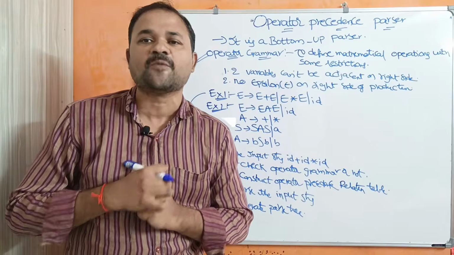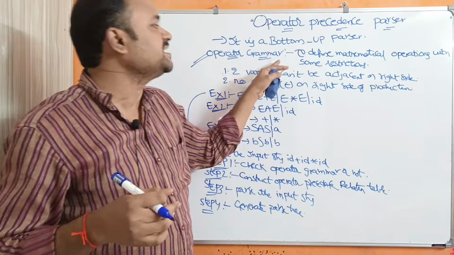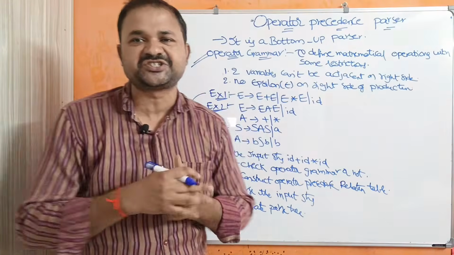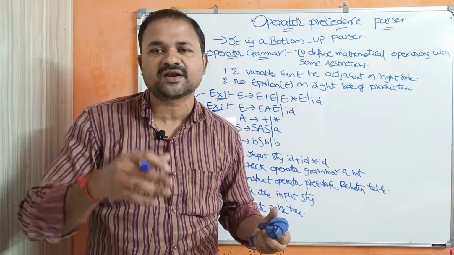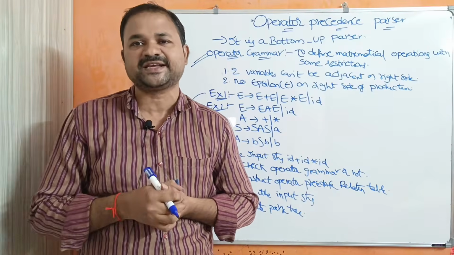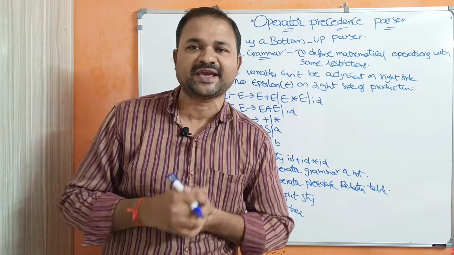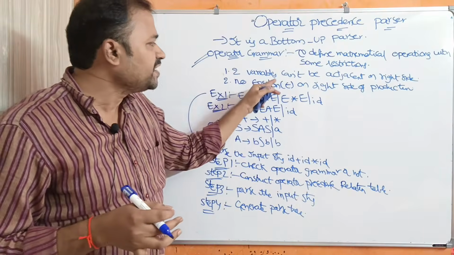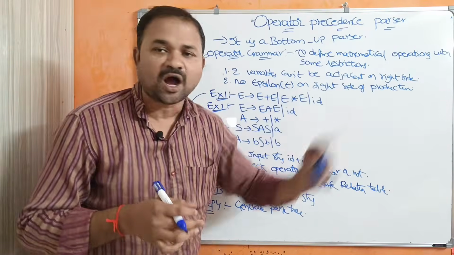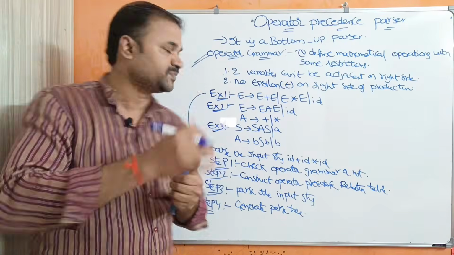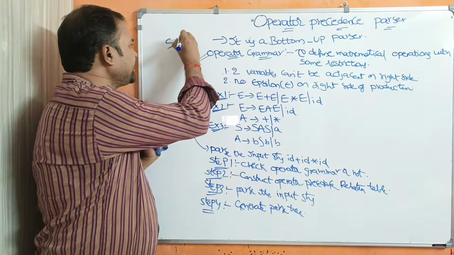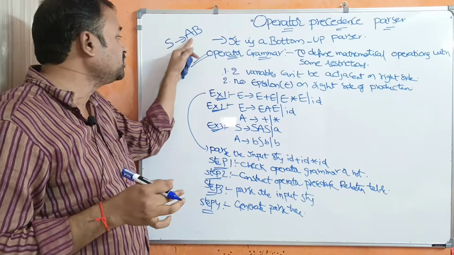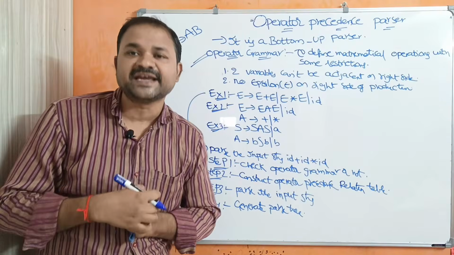First, let's see what operator grammar is. It is mainly useful to define mathematical operations with some restrictions. By using operator grammar, we can perform mathematical operations like plus, minus, star, division, modulo, and so on, with some restrictions. The first restriction is that two variables cannot be adjacent on the right hand side of the production. Let me have a production like this: S produces AB. It is not allowed here. Why? Because two variables cannot be used adjacent on the right hand side of the production.